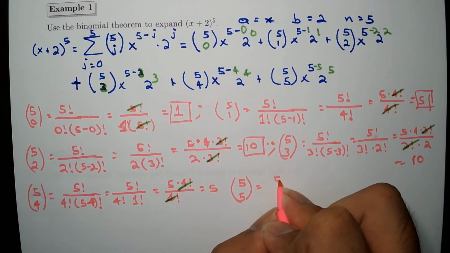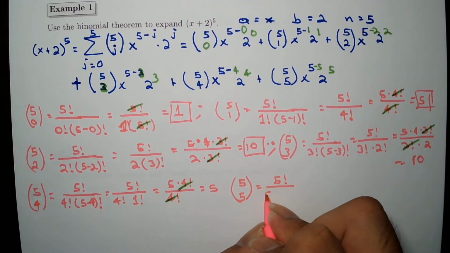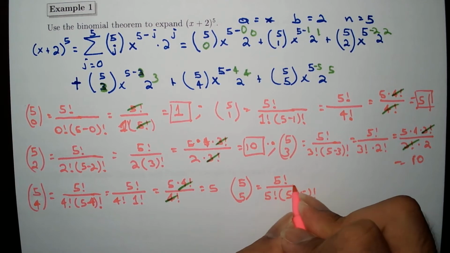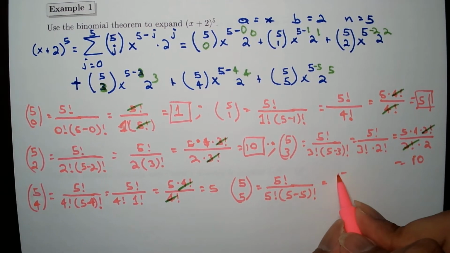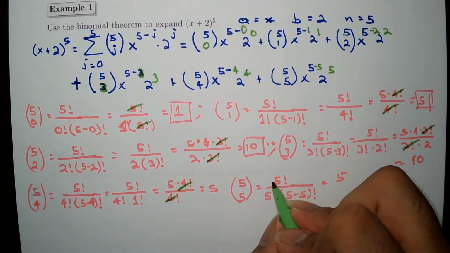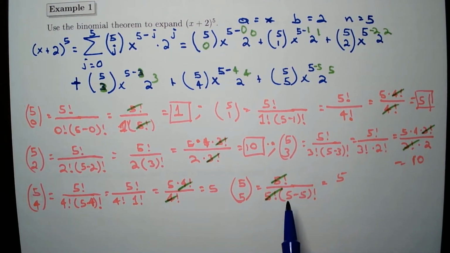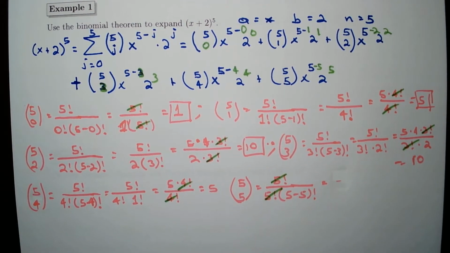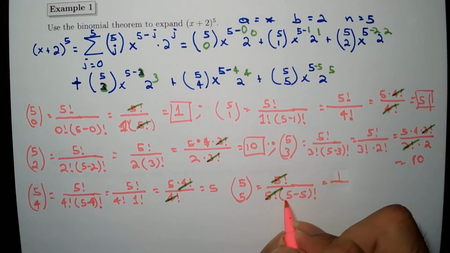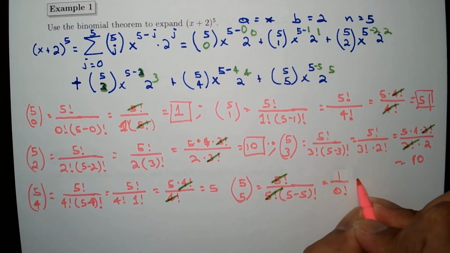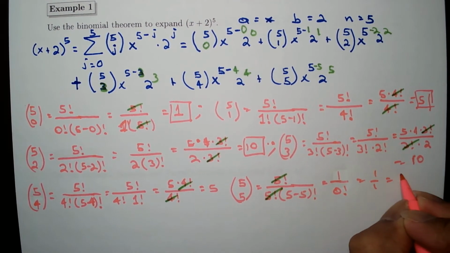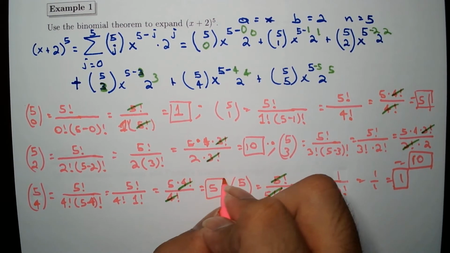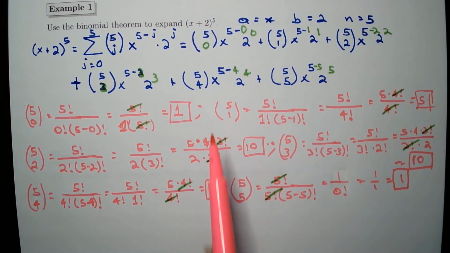And last but not least, 5 choose 5. So that's 5 factorial divided by 5 factorial times 5 minus 5 factorial. Well, these cancel. And 5 minus 5 is 0 factorial. But 0 factorial is 1. 1 over 1 is 1. So we just found the 6 coefficients.